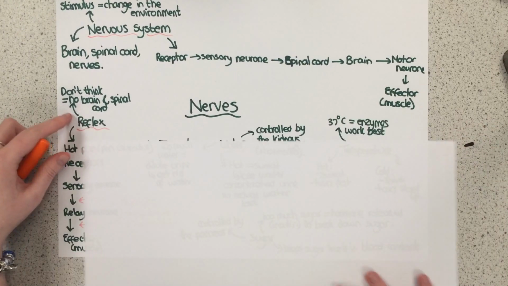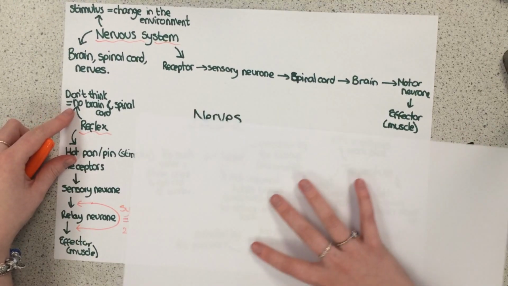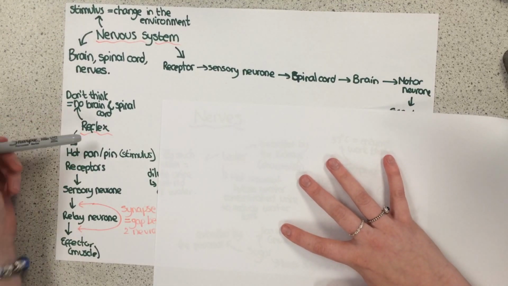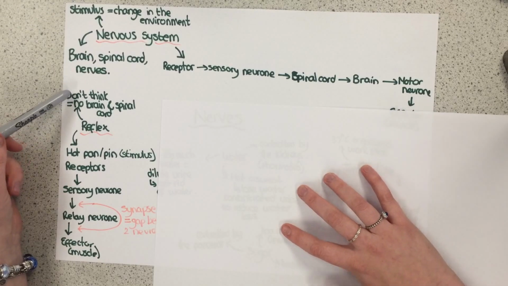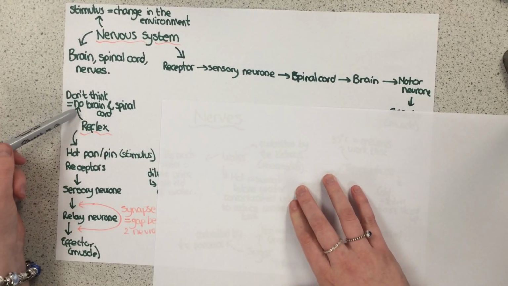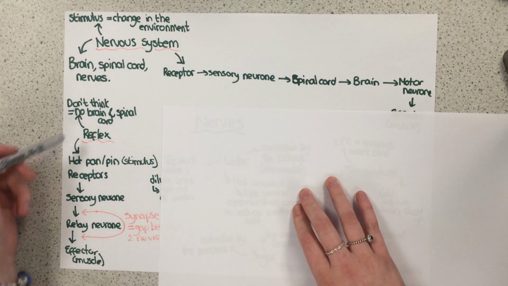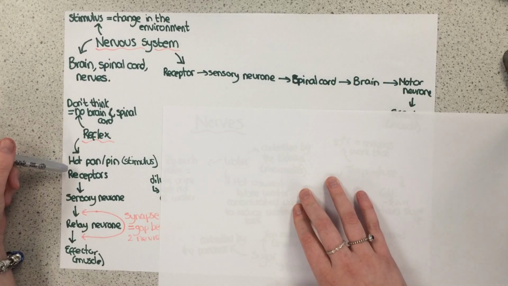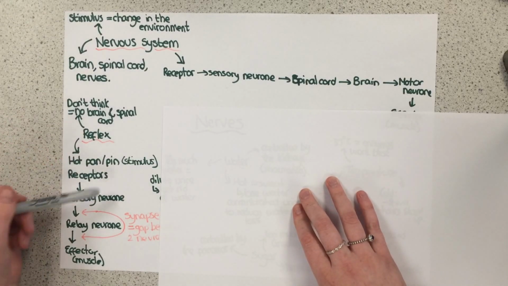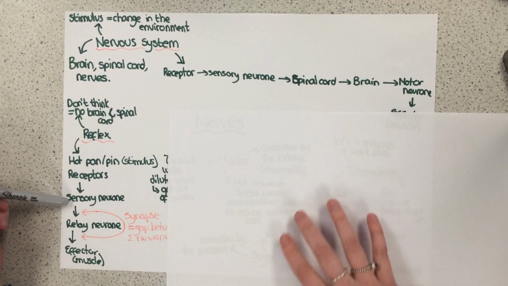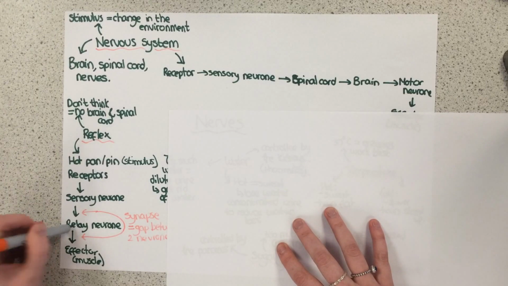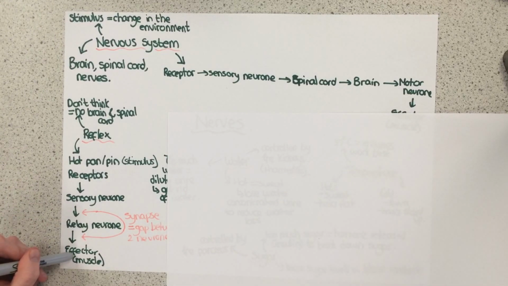Okay, next then. Another type of reaction that happens in your body is a reflex. A reflex, you don't need to think, you just do it automatically. So we don't have to go through your brain or spinal cord. Now, an example of this would be if you touched a hot pan or a pin, that would be your stimulus. Receptors would detect this and send an impulse to your sensory neuron, which would send another impulse to your relay neuron and again to your effector, which is your muscle.